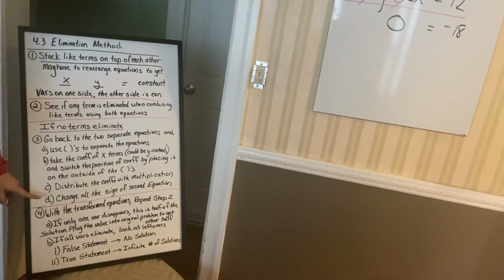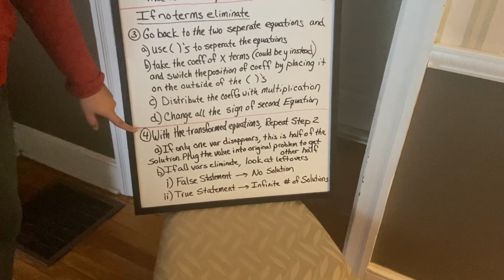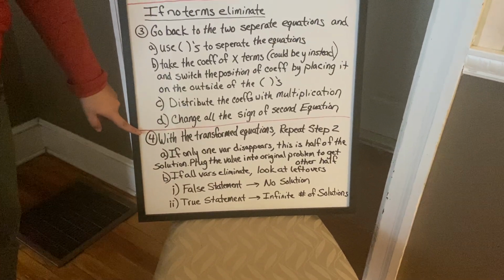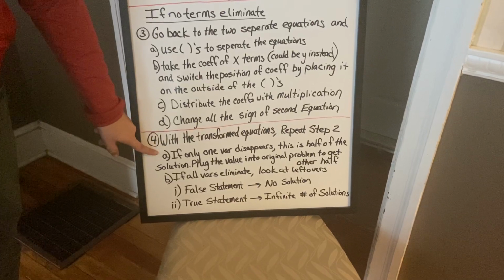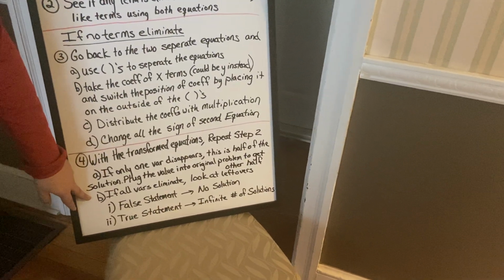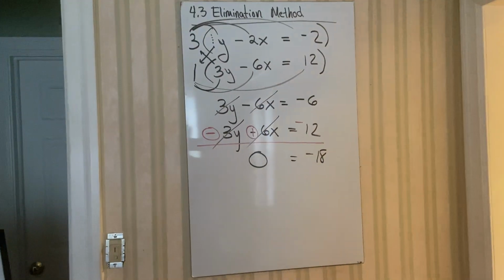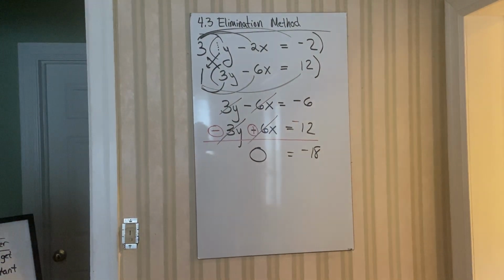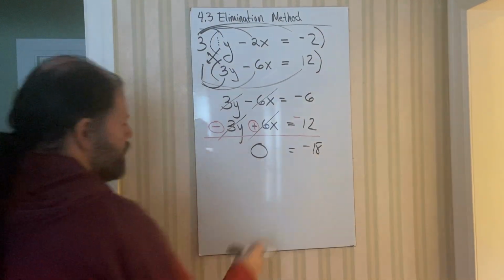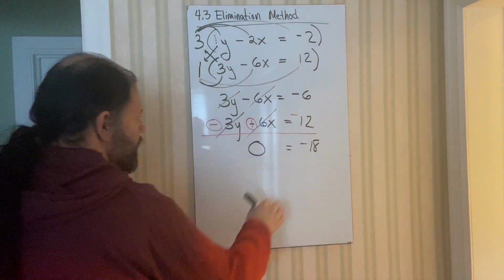So what we did was that with the transformation, we repeated step 2. Remember, step 2 is where I collected the like terms. Now I have to see, did only one variable disappear, or did all variables disappear? In our case, all variables disappeared. There are no variables. So then look at the leftovers. If you have a false statement, say no solution. If you get a true statement, then this is infinite. So here's my leftover. 0 equals negative 18. That's definitely false. 0 is not the same thing as negative 18.